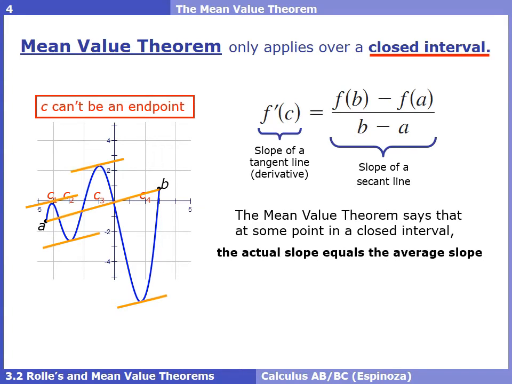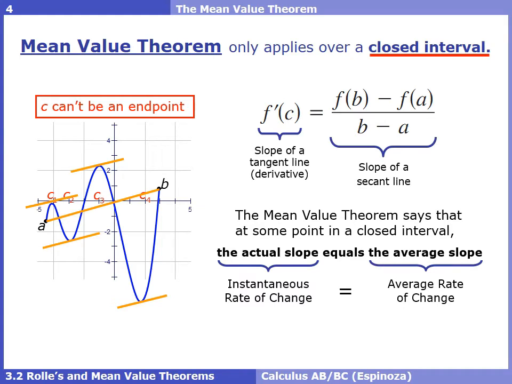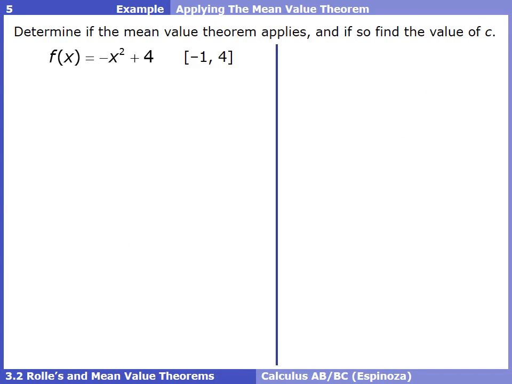So again, I want to make this formula and this idea in the mean value theorem very clear. It's telling us that an actual slope equals an average slope. What do I mean by an actual slope? Well, that's our instantaneous rate of change. And that is equal to an average rate of change. Or in other words, the instantaneous rate is our tangent line, and the secant line is our average rate of change.